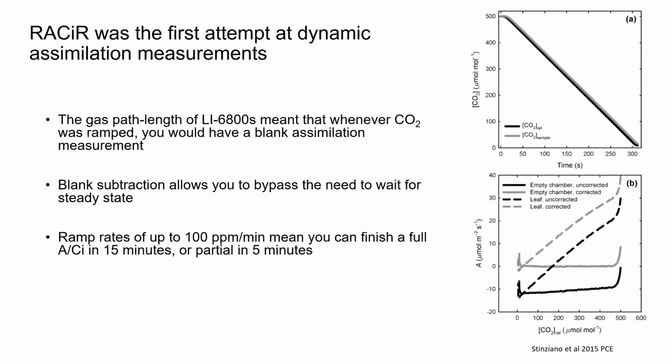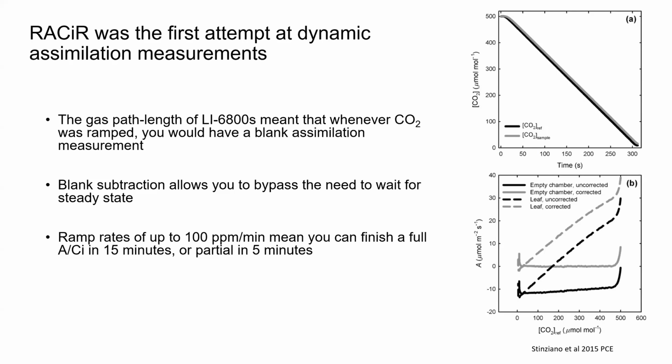So I'm just going to give you a little bit of background here on RACER. I should tell you what RACER is. RACER is rapid A-Ci response. RACER was the first attempt at dynamic assimilation. The scheme basically went like this: you can achieve an A-Ci curve very quickly by ramping CO2 over a range while taking data every few seconds.